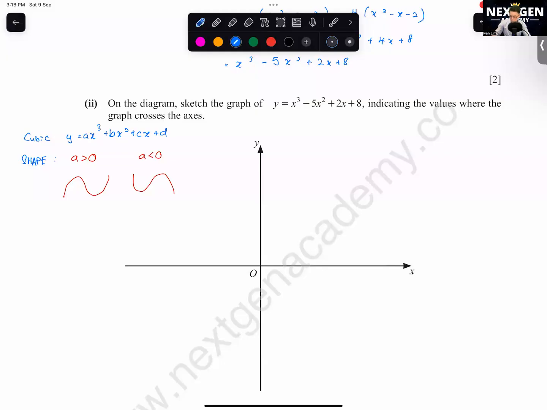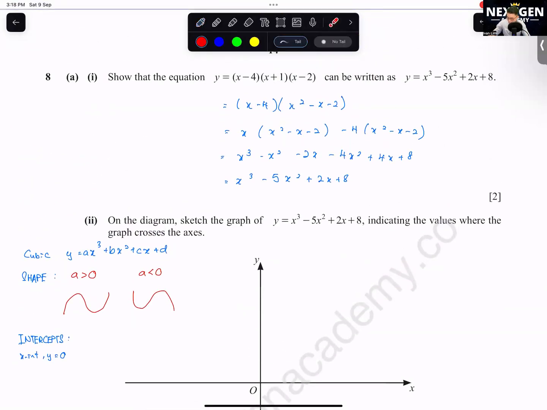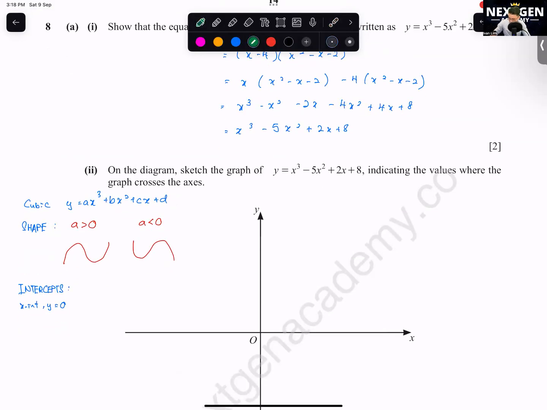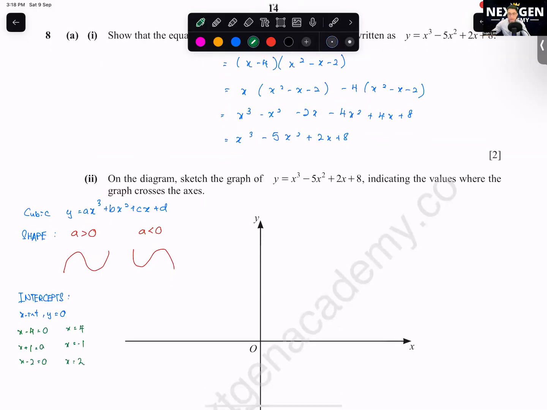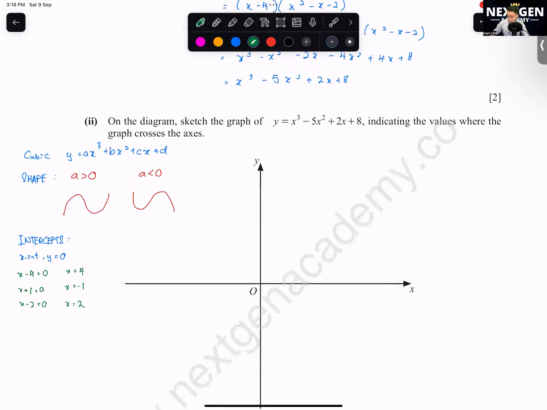Okay, the second thing that you need to find to get the full marks is your intercepts. The x-intercept will be y equals to 0. How to find this? You see the 3 brackets, right? With y equals to 0, I just need to take each bracket equals 0. So the working will be x minus 4 equals to 0, x plus 1 equals to 0, x minus 2 equals to 0. So I got 3 roots, or 3 solutions for x. That means your graph will pass through -1, 2, and 4.